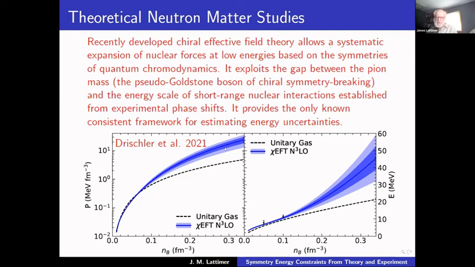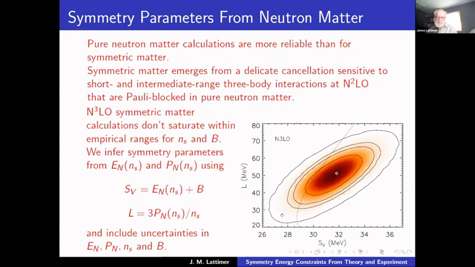I will talk about the unitary gas later. But you can see that even up to twice the saturation density, the uncertainties are somewhat under control, and certainly at the saturation density, the uncertainties are quite small. Now, since the symmetry parameters are basically connected to the energy and pressure of pure neutron matter, taking the correlated uncertainties between the energy and pressure, we can establish the corresponding uncertainties in L and SV coming from these neutron matter calculations. Now, there are actually two ways to do this.